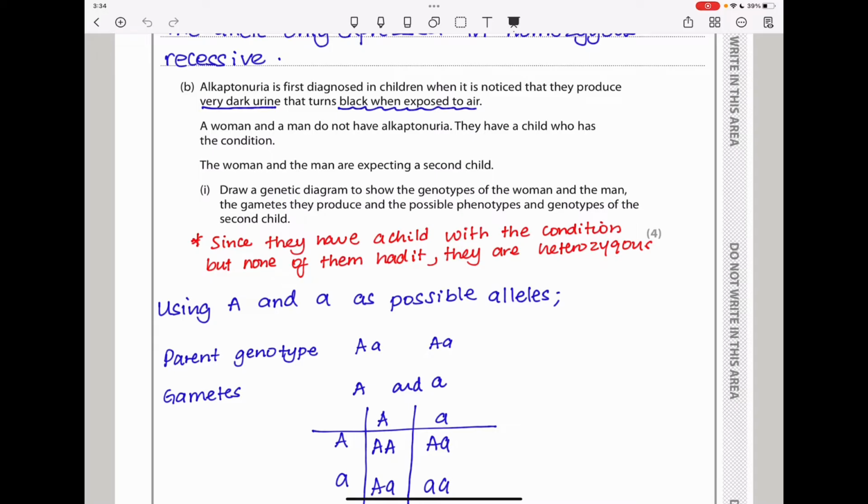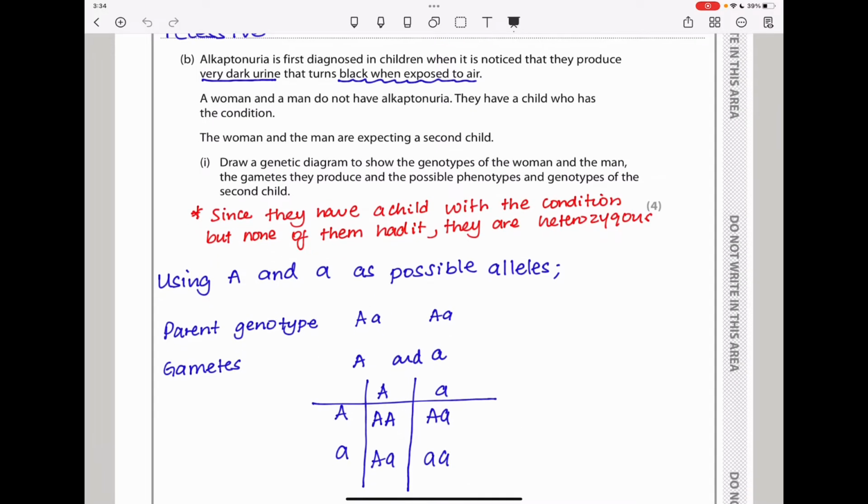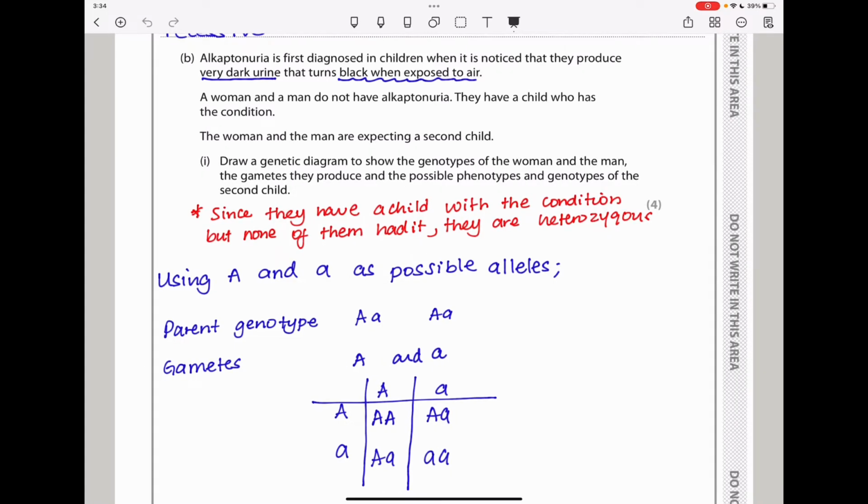So phenotypes and genotypes of the second child. For me, I said using A and a as possible alleles. The parents' genotype is going to be heterozygous because the parents did not have the condition, but they had a child who had the condition. So it means they were both heterozygous. One heterozygous father, the other heterozygous.